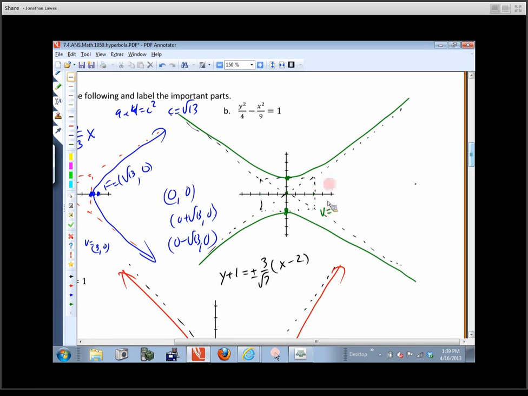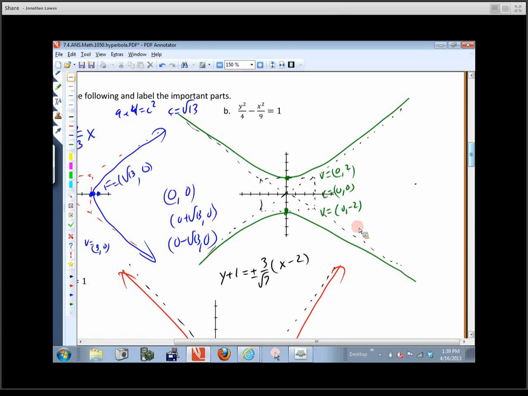So I'm going to label a vertex here and here. This would be (0, 2), and this would be (0, -2). Notice that those are kind of conjugates of each other if you want. The center is at (0, 0). Again, because we're going up and down, the only coordinate that changes is the y.